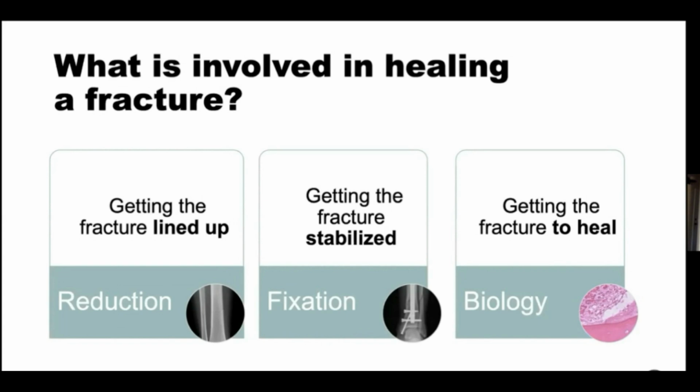So as I mentioned, there's 3 processes that are involved in healing the fracture. First, you have to get the fracture lined up, which is something we call reduction. Second, you have to get the fracture stabilized so that the bones can heal in the position you've put them in, and this is known as fixation. And the third process is getting the bone to heal overall, and that relies on biology. And we'll talk about how there are things that we as surgeons can impact, but how the patient's biology is very important in this process as well.